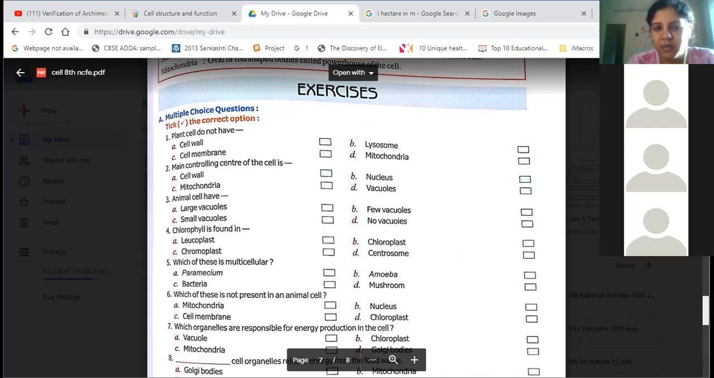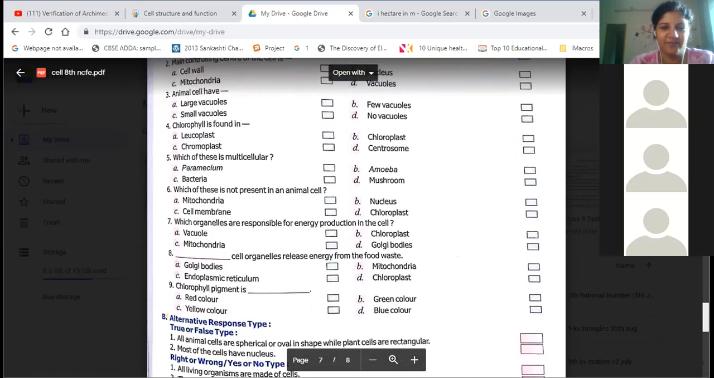Which of these is multicellular? Mushroom, very good. Which of these is not present in an animal cell? Chloroplast. Plastids are present, but colored pigments are only in the plant cell. Otherwise, animals would also be green in color and could prepare their own food.